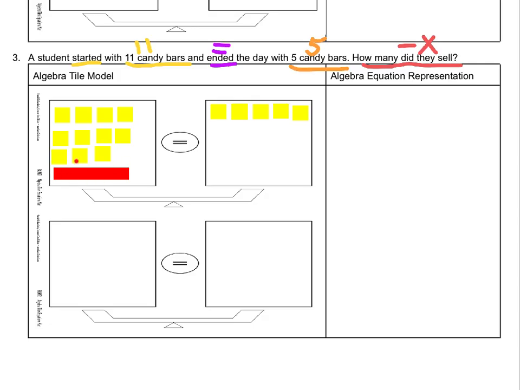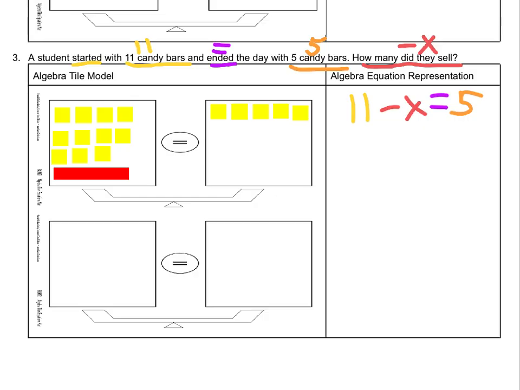That's on the left-hand side, because we had 11 candy bars, we sold some, and now we have 5 candy bars. Let's write that equation then. That would look like this: 11 minus x equals 5. Now just take a moment, see if you can figure out what the x would be. Remember, we don't want negative x, we want a positive x. So how much would that be?